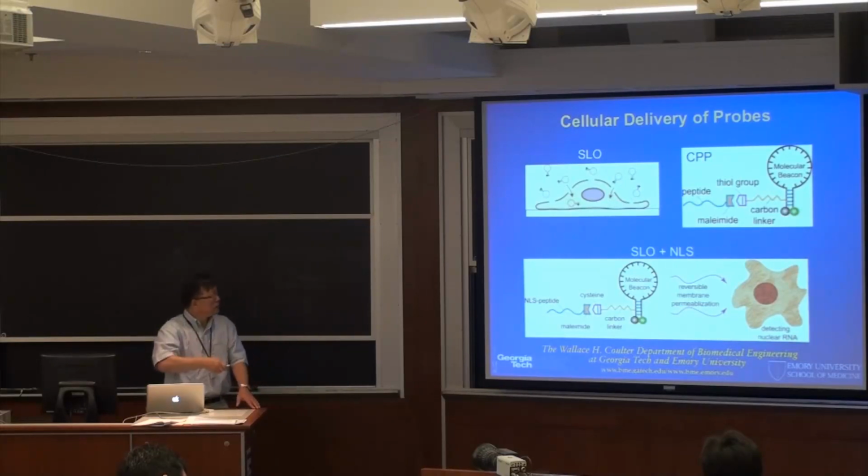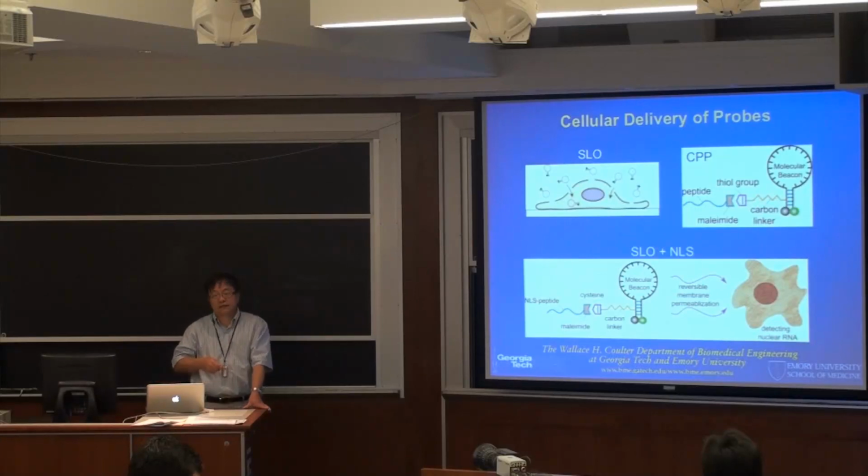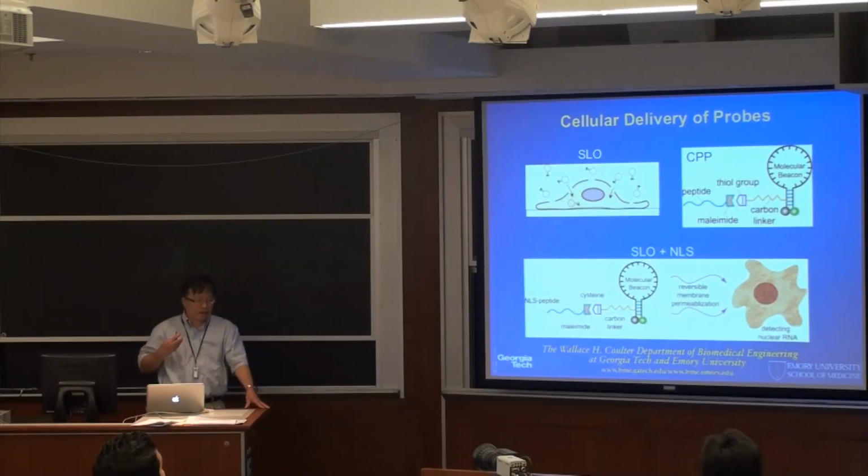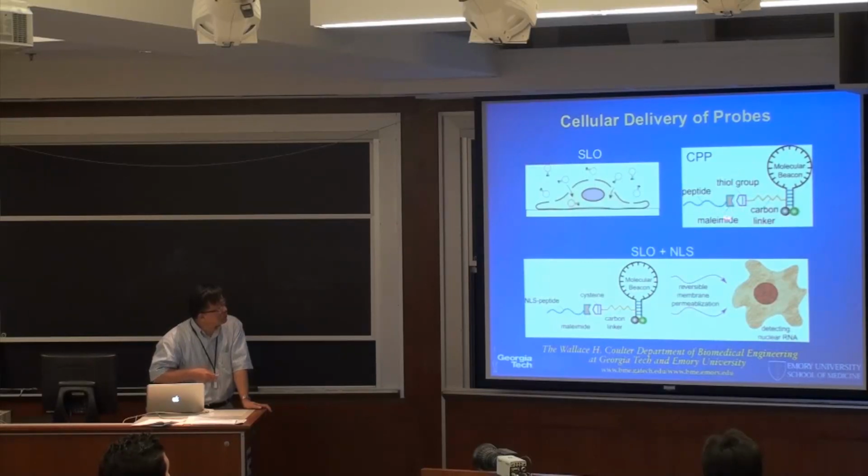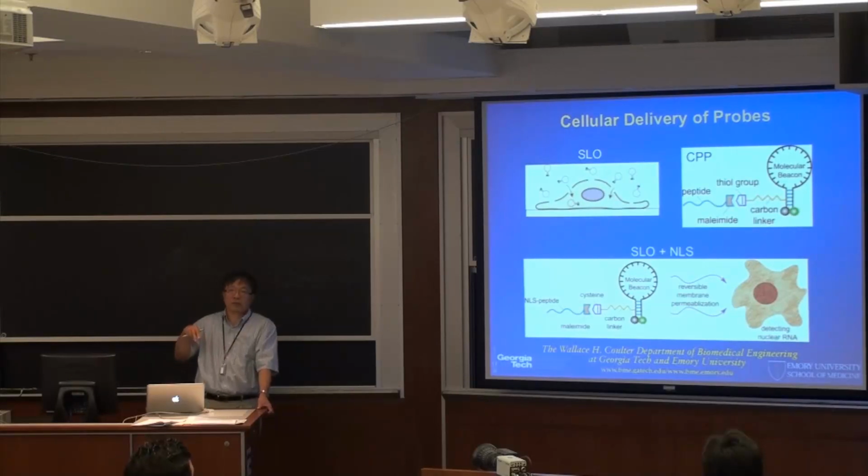Okay, so that's one of the delivery methods. The second method is actually to have a peptide called cell-penetrating peptide, such as TAT1 peptide or polyarginine. So basically what we did was to conjugate a peptide to a single molecular beacon. Then the cell-penetrating peptide could carry the beacon into cells, going through the cell membrane.